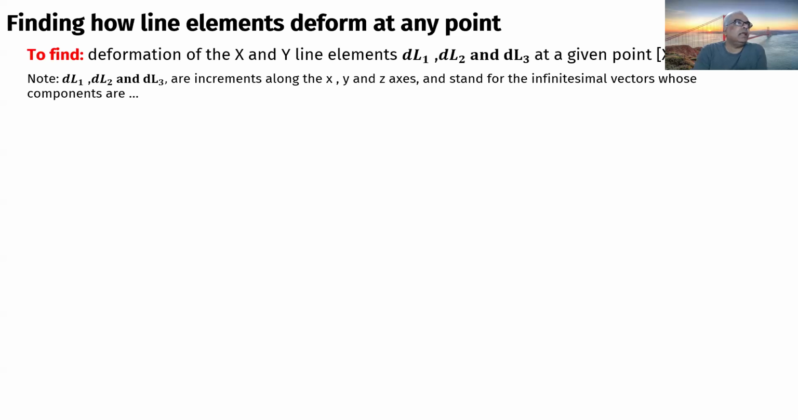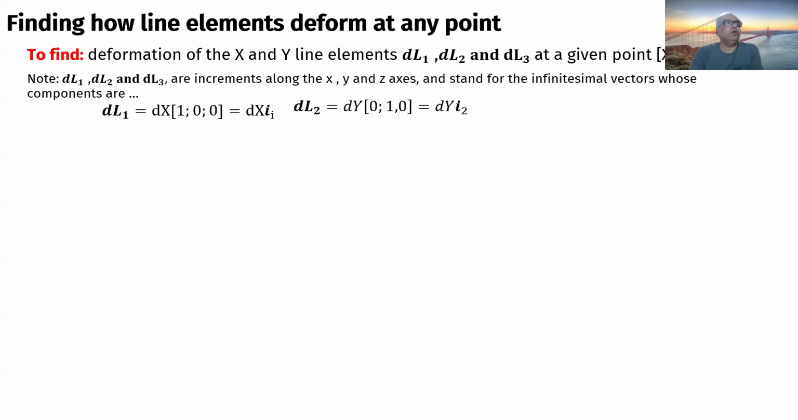Note that dl1, dl2, dl3 are little pieces or increments of the vector along the x, y, and z axis and stand for the infinitesimal vectors whose components are: dl1 is d capital X times 1, 0, 0, which is dX times i1.